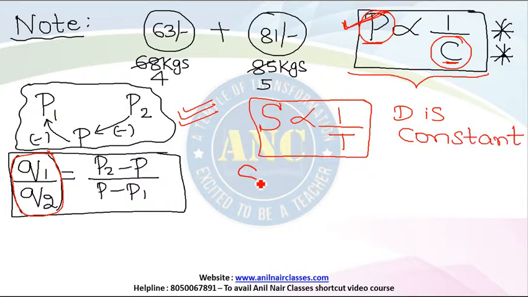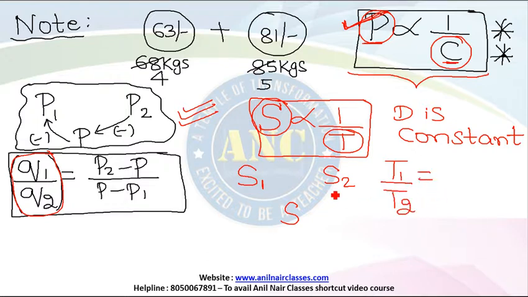Same thing. First day he is traveling with speed S1. Second day he is traveling with speed S2. Average speed is S. I also taught you what average speed is in my time, speed and distance class. If I allocate speed, which ratio will I get? I will get the ratio of time period. That means T1 by T2 will be given by S2 minus S, where S is my average speed, divided by S minus S1. Very important point.